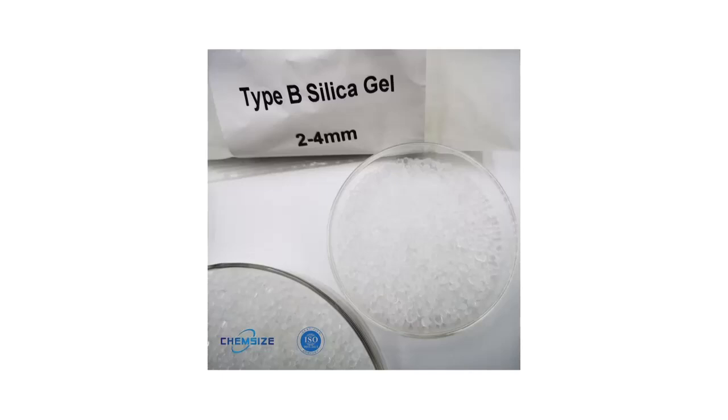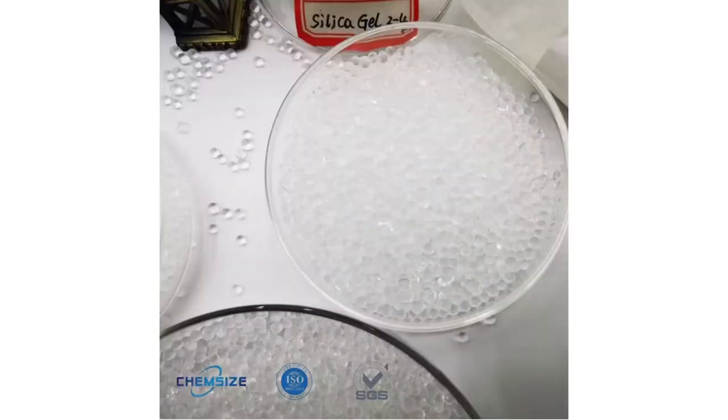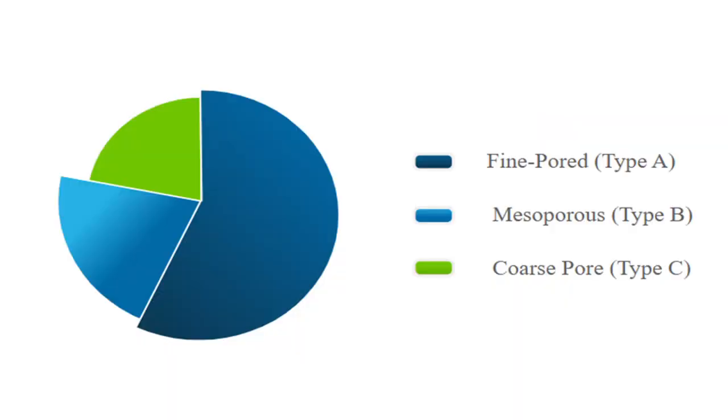And type C, translucent with a micropore structure. This type is primarily used as a raw material for preparing silica gel cat litter. Additionally, when dried and screened, it forms micropored silica gel, which is used as a dryer, absorbent, and catalyst carrier.